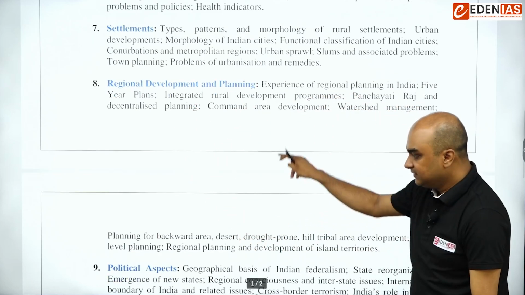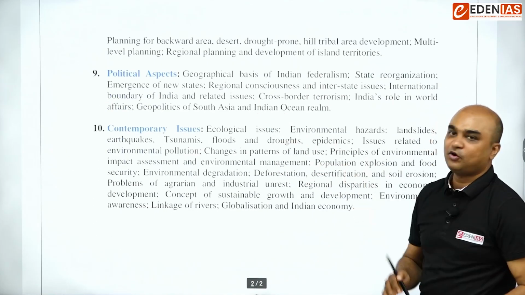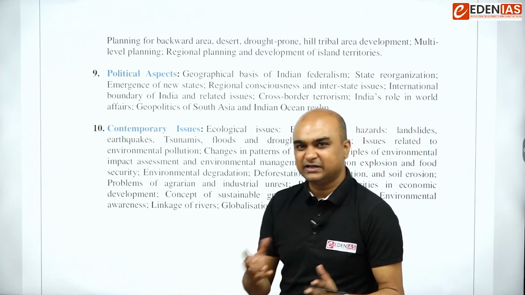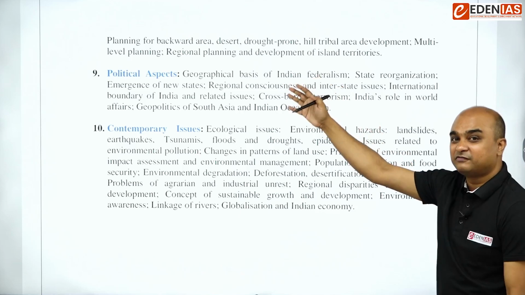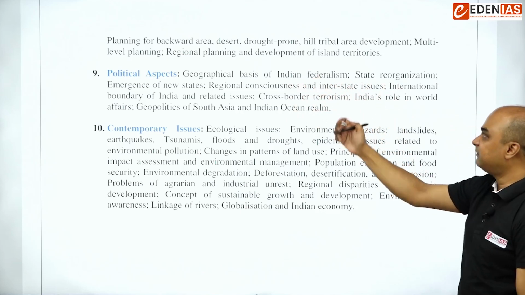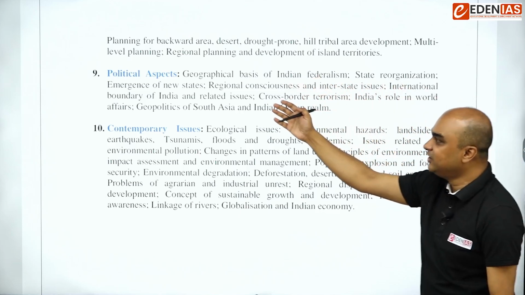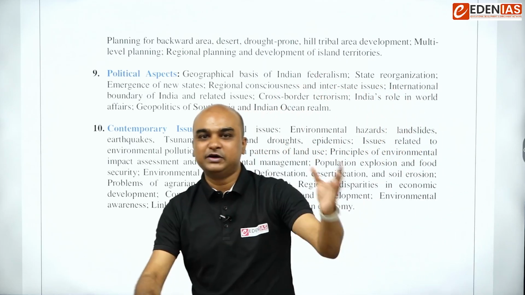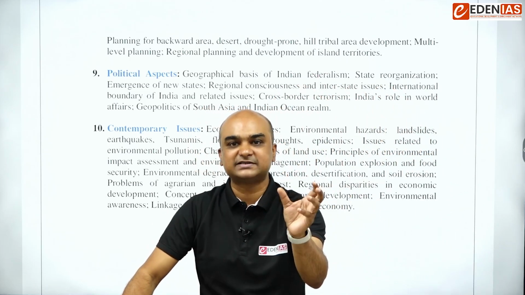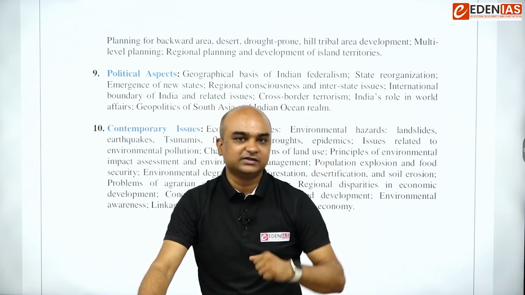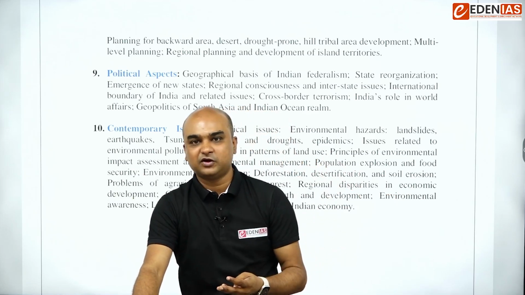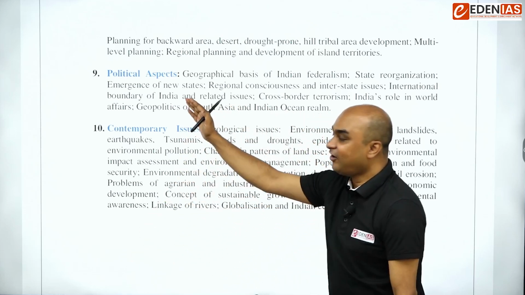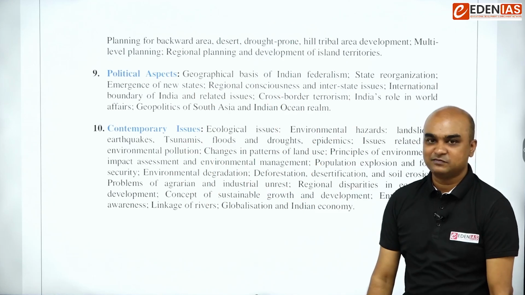Then comes ninth unit, which is political aspects. This is mostly political geography in the context of India, where you have to talk about how geography has helped India into becoming a federal state, state reorganization. So this is the kind of marriage between political science and geography. Geography is a mother science which draws heavily from all the other sciences, okay, be it economics, be it demography, be it meteorology, be it sociology, psychology, philosophy, history, or even political science and public administration.